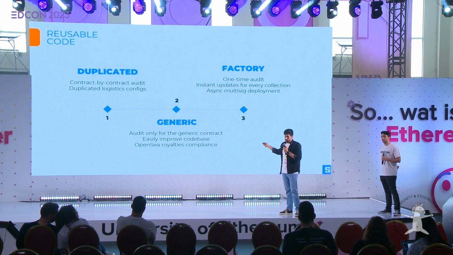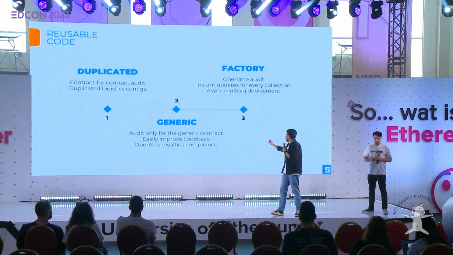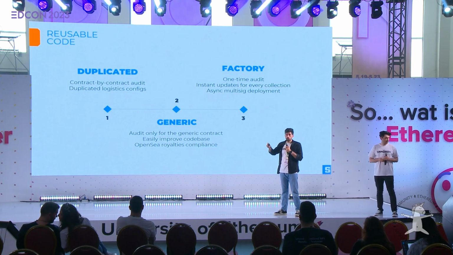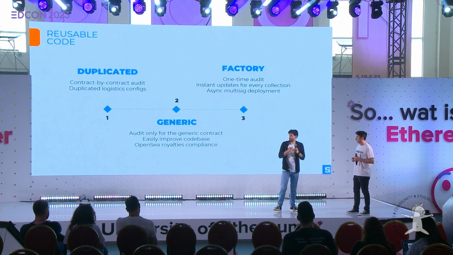In order to fix it, we created a generic contract, as most of the mechanics of the contracts are the same. So we extracted all the common functionality into a generic contract, and when we create a new collection, we just extend that generic contract, and we are done. We're ready for production. But I will let Vlad tell you more about this. Thank you.